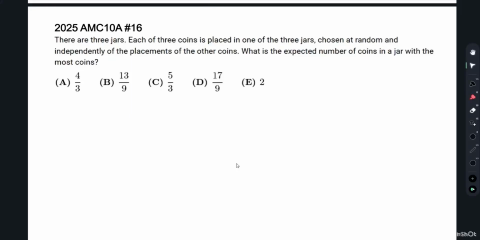Hello guys, so you know the 2025 AMC10A Problem 16. There are 3 jars, and each of 3 coins is placed in one of the 3 jars, chosen at random independently of the placements of the other coins. What is the expected number of coins in the jar with the most coins?